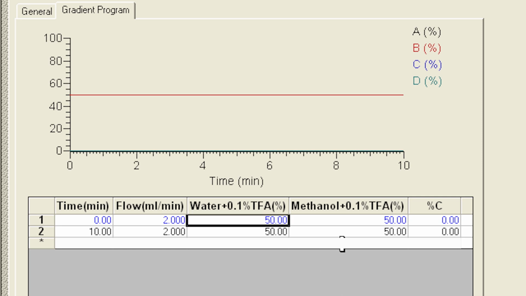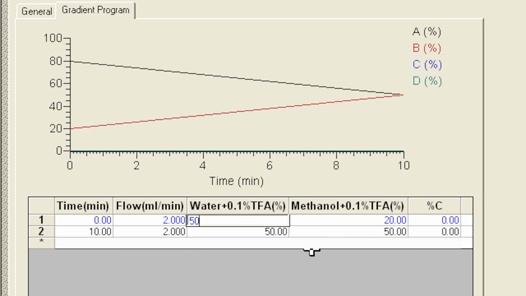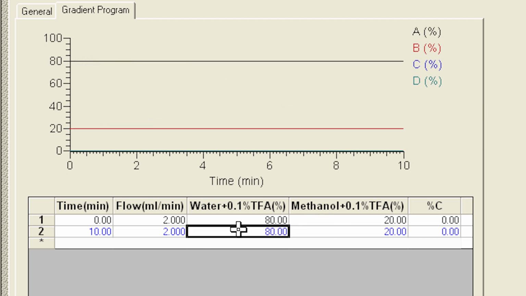You see right now we have 50-50 water methanol with 0.1% TFA, and we can easily change that to 80-20. We just do that in the software. So it's really easy to tweak our mobile phase composition in the software. That's probably the thing we do most often when we want to fix our separation.